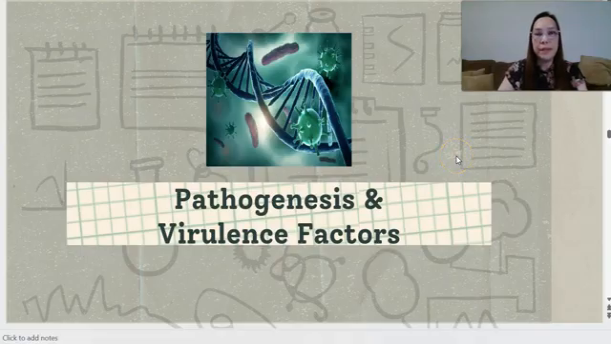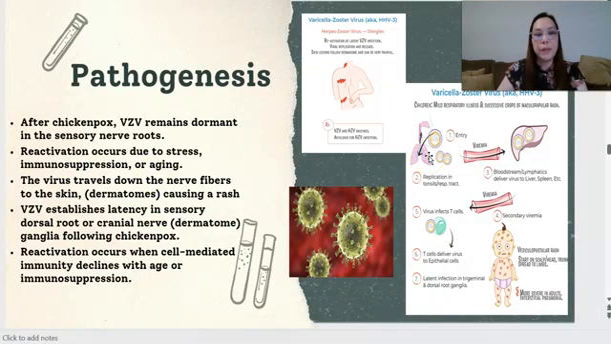Next is the pathogenesis and virulence factors. Let's take a look at this slide. This slide is about how the varicella zoster virus behaves in the body. After the dormancy of chickenpox, the virus hides in the nerve roots. It can wake up and cause issues again, due to stress, weak immune systems, or getting older. As said before, when activated, it travels along nerves to the skin, causing a rash known as shingles.